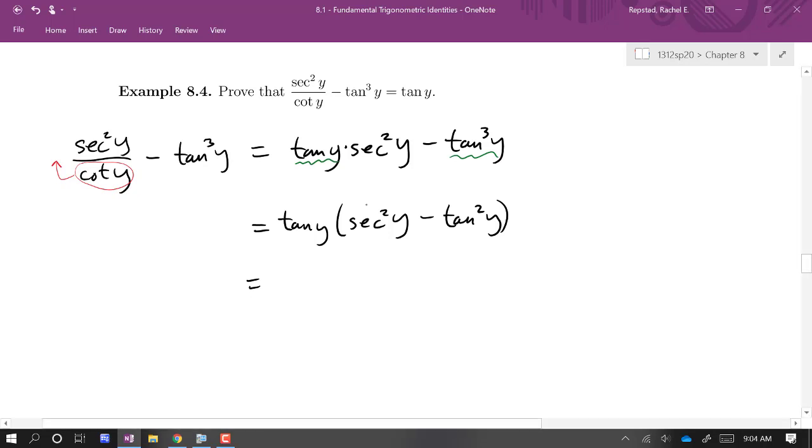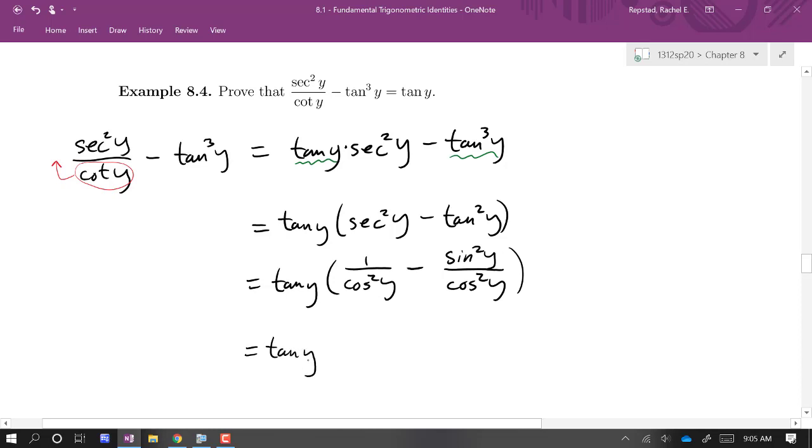I'm going to show you one way to do this, which is to convert the secant squared and tan squared in terms of sines and cosines. So this would be 1 over cosine squared y minus sine squared y over cosine squared y. And look, we're subtracting fractions. We already have a common denominator. So then I have 1 minus sine squared y.